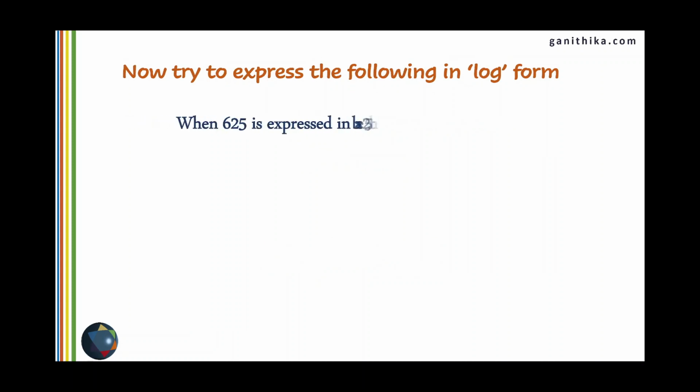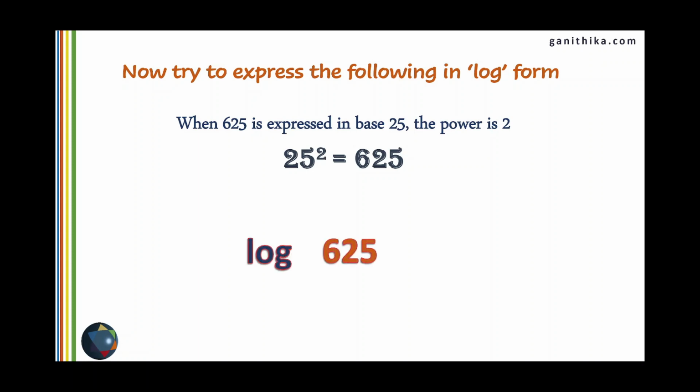Pause the video and try to write this statement in both exponential and logarithmic form and continue with the video. When 625 is expressed in base 25, the power is 2. Now the answer is 25 to the power of 2 is equal to 625 in exponential form. When you write it in logarithmic form, log of 625 when written in base 25 is equal to 2. Notice that the base 25 should be written in between log and 625 as a subscript.